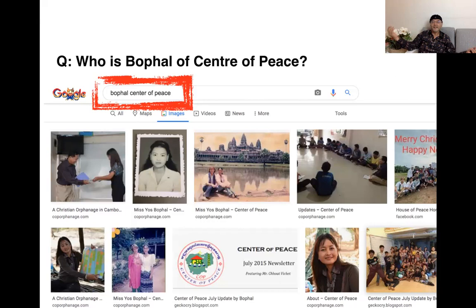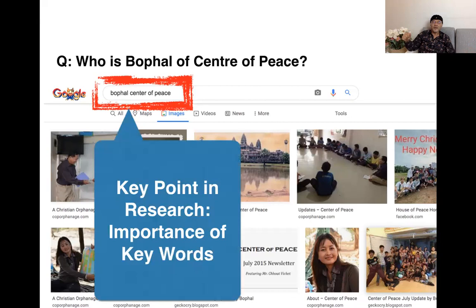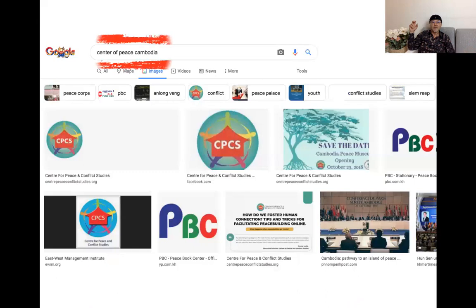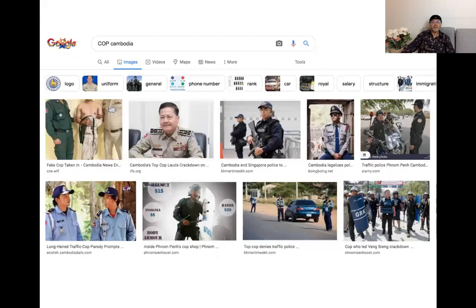So the key point in research is always make sure that you know which goes first. If I put, for example, Center of Peace Cambodia, guess what I got as the major images? Completely different. There's no face of Bhopal. Why? Because it's Center for Peace that is the key. When you type Center of Peace Cambodia, the Center for Peace and Conflict Studies Institute comes up, right? It's a huge organization. What if you put Center of Peace, COP, in Cambodia? COP means police, right?